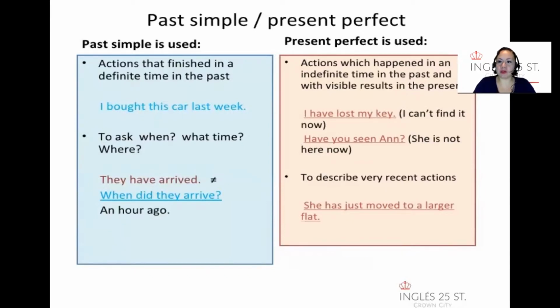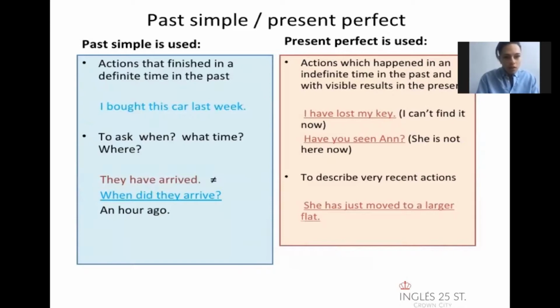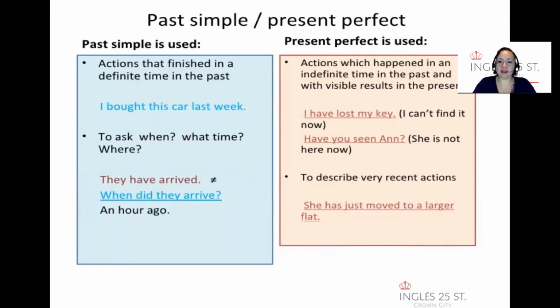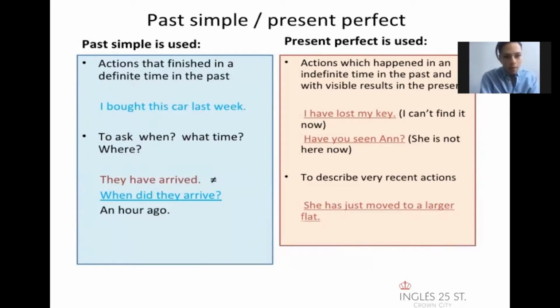What about for present perfect, Roman? Present perfect is used for actions which happened in an indefinite time in the past and with visible results in the present. I have lost my key, sorry. I can't find it now. Have you seen Anne? She is not here now. And to describe very recent actions: she has just moved to a larger flat.